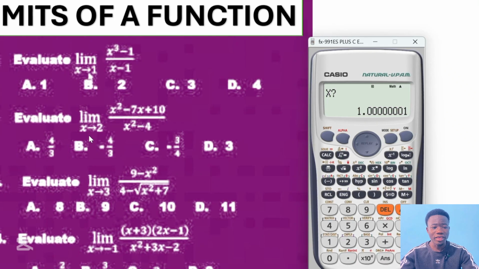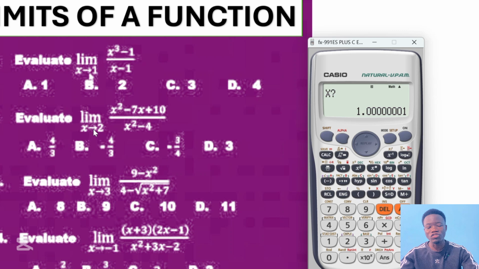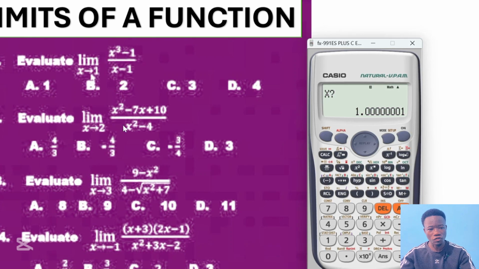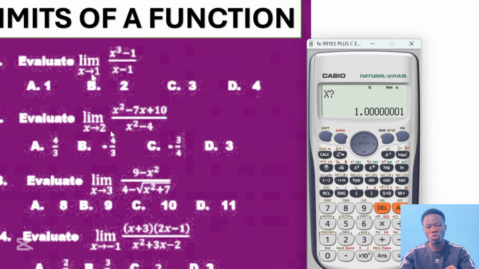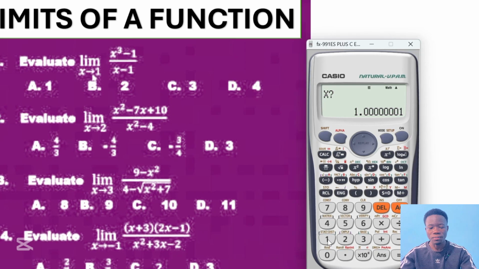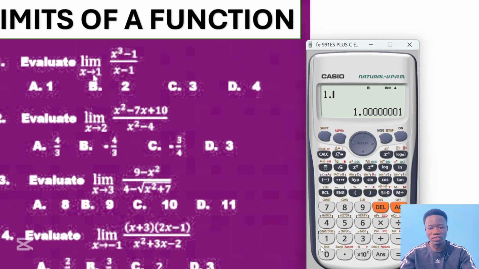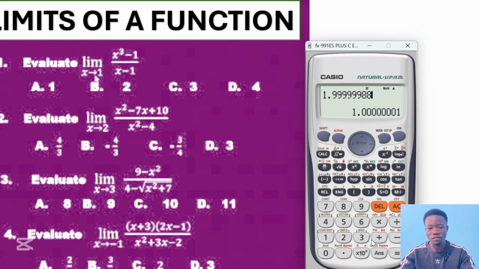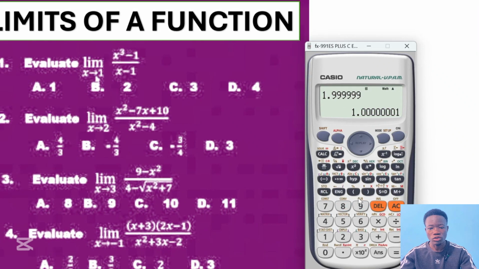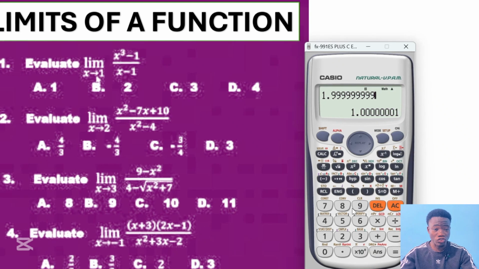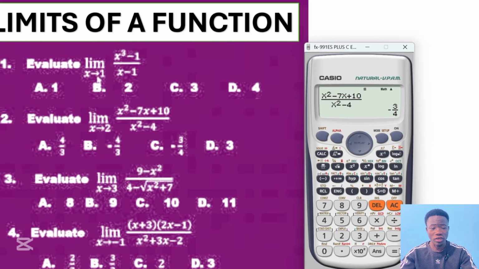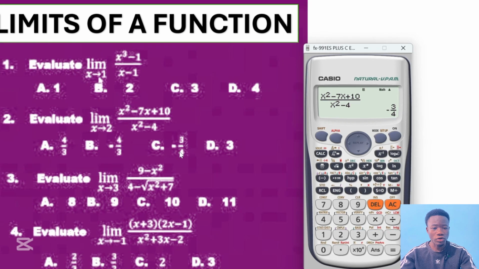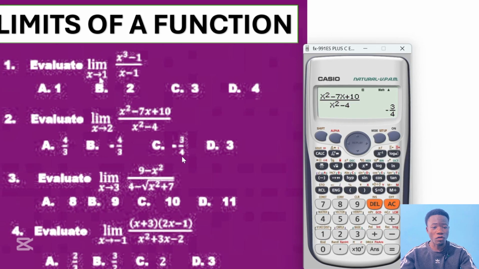X. Now here it's saying that as x approaches 2, when x is 2, the whole function becomes undefined. But you put a value that is close to 2. So I can have 1.999999, which means it's a value closer to 2, but it's not exactly 2. And you press the equal sign, and your correct answer is -3/4, which is B. Sorry, C. Negative 3 over 4, which is C.